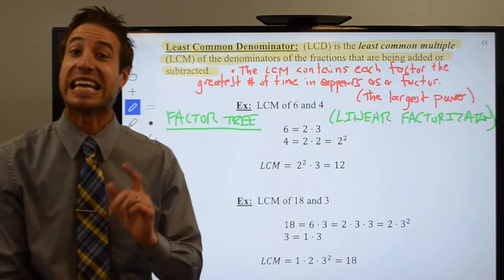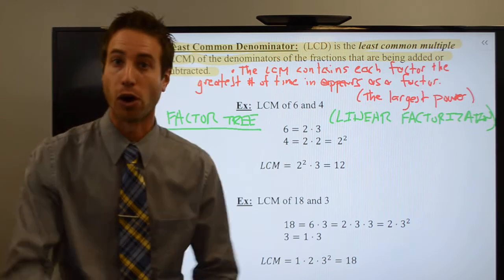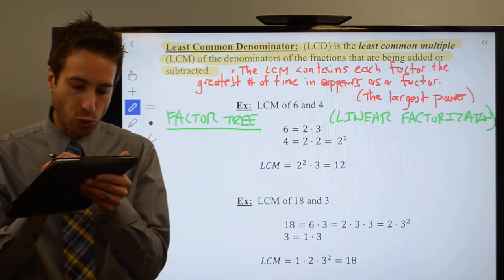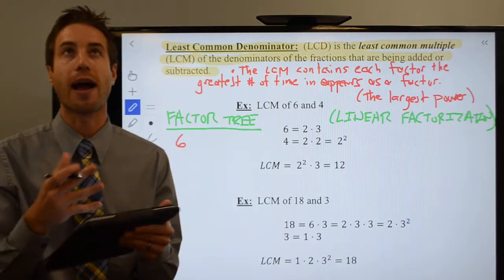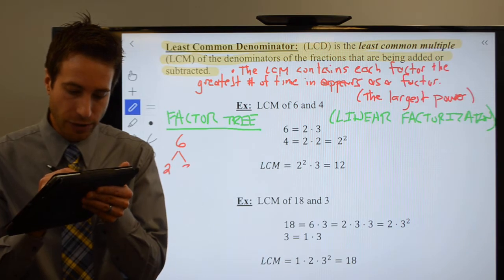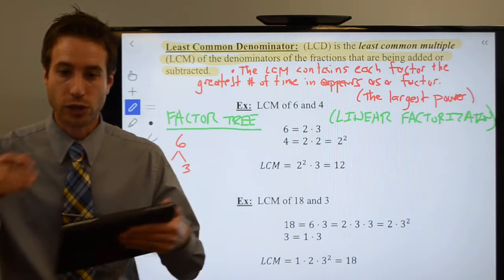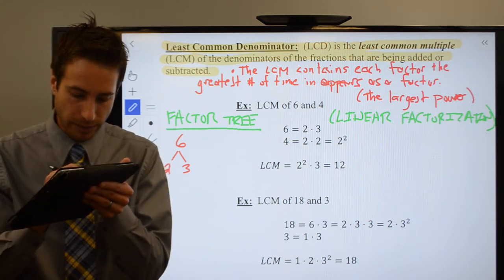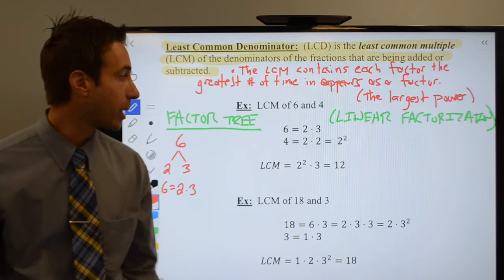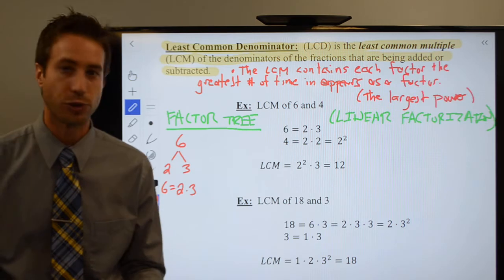We want to find the LCM, the least common multiple, of 6 and 4. Well, if you were doing factor trees in middle school, you would take the 6 and write, all right, I can factor the 6 into a 2 and a 3, right? Now, that means that 6 is equal to 2 times 3, which is exactly what I have. So 6 can be factored into 2 and 3.